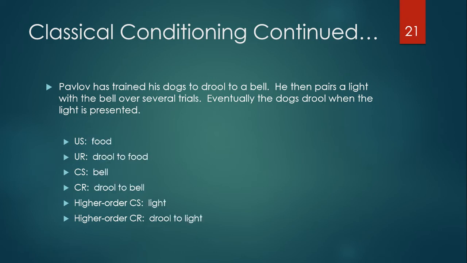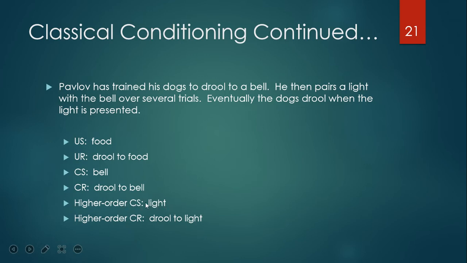So let's break this down. What's going on here? Well, the unconditioned stimulus is the food. Again, the dogs will drool anytime the food is presented. That's the unconditioned response. The dogs did not have to learn this behavior, but they did have to learn that the bell is associated with food. Every time that bell started to ring, they knew food was about to come. So what did they do? They had a conditioned response. They started to drool whenever that bell was rung. So they've learned that the bell is associated with food. Now they're going to learn that the bell is associated with the flash of a light.